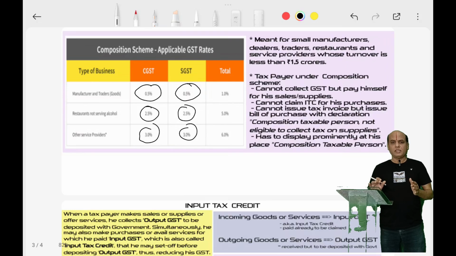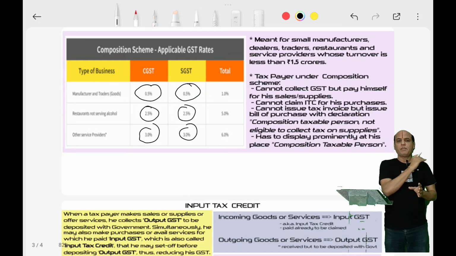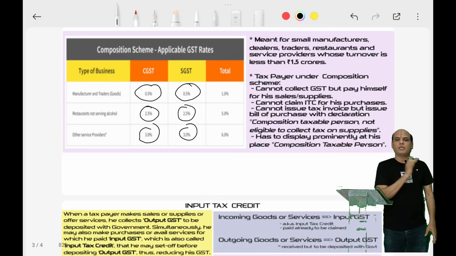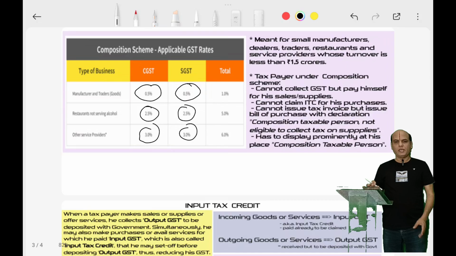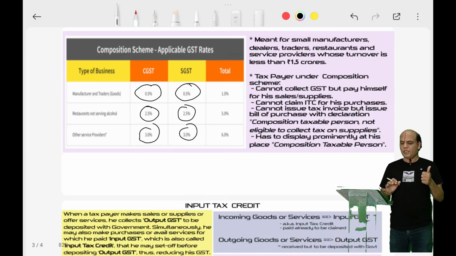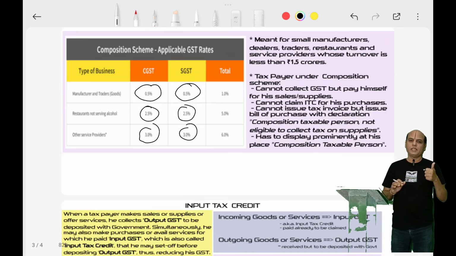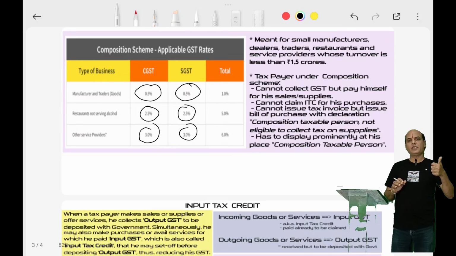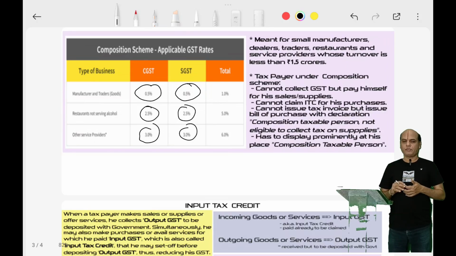Another requirement is taxpayers who are registered under composition scheme, they should glaringly display at their place of business a board stating composition taxable person. Composition scheme is meant for petty traders, petty manufacturers, restaurant owners, other businessmen whose annual turnover is less than 1.5 crore.